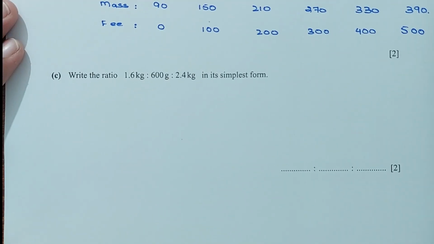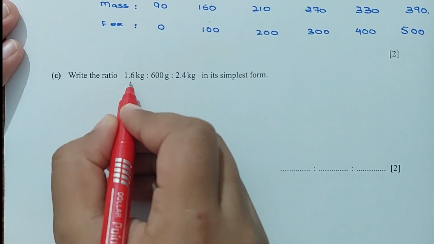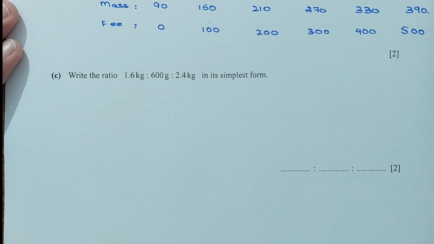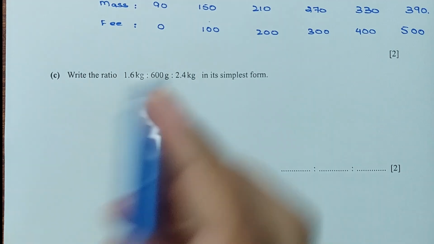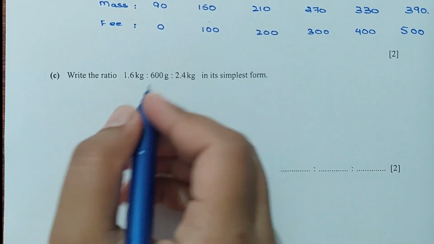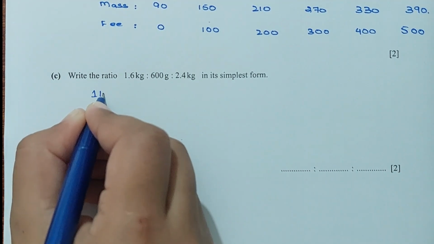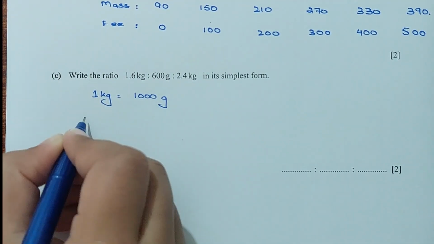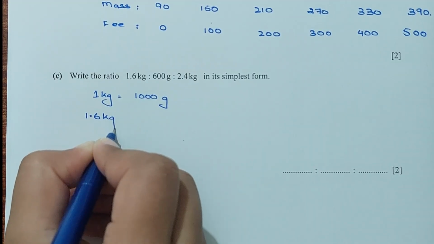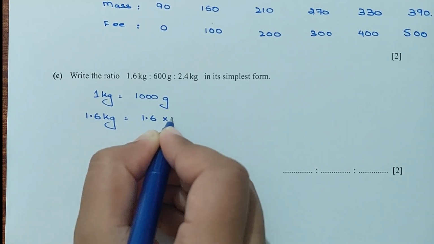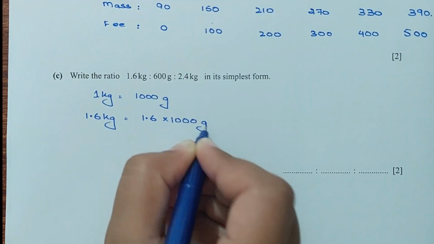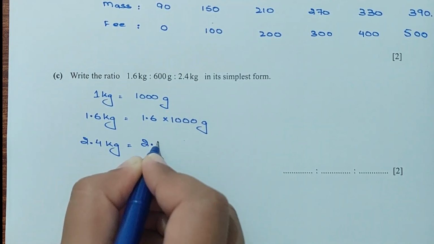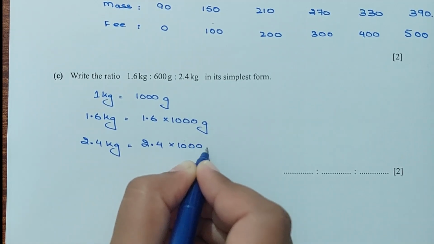All right, now for part C, write the ratio 1.6 kilograms, 600 grams, 2.4 kilograms in its simplest form. It is better to convert all of them into grams. As we know, 1 kilogram is equal to 1000 grams. So 1.6 kilograms is 1.6 times 1000 grams, and 2.4 kilograms is 2.4 times 1000 grams.